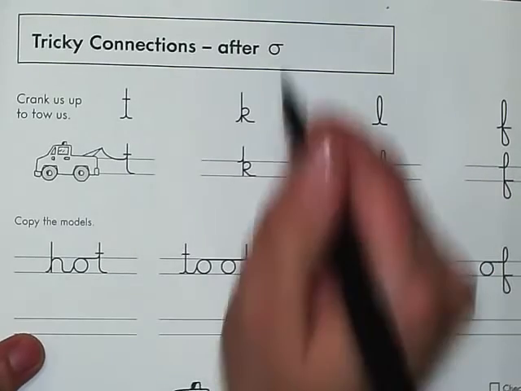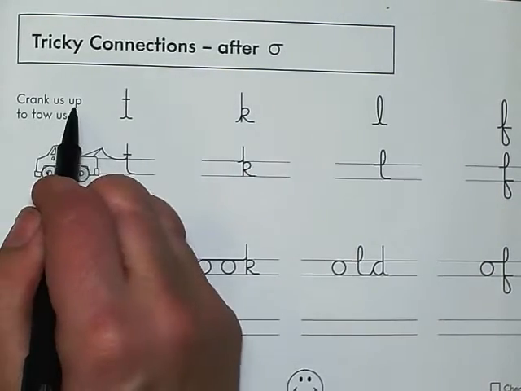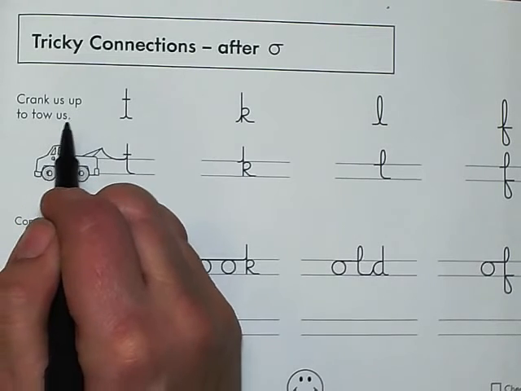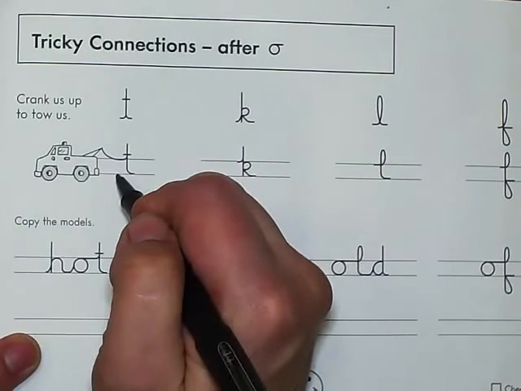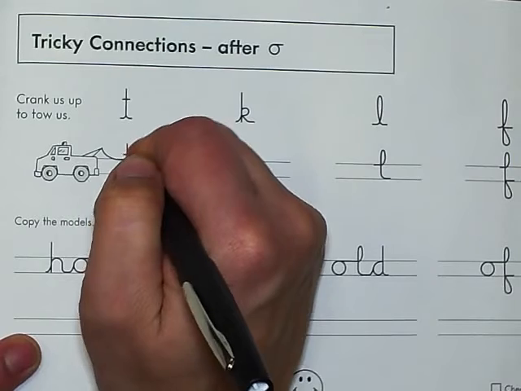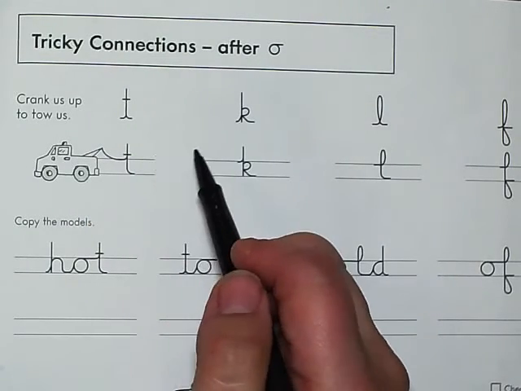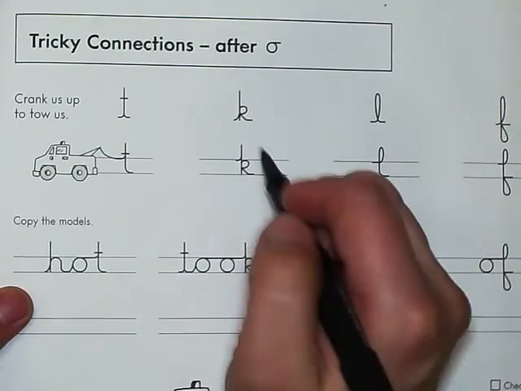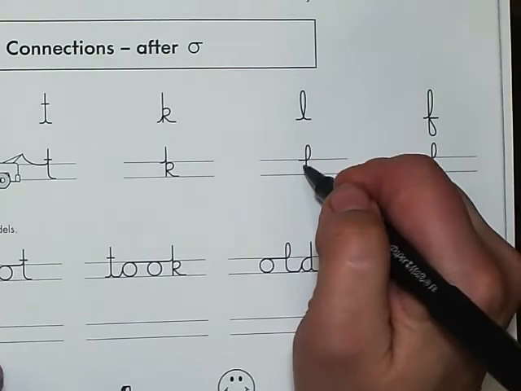Sometimes connecting to the letter O can be a little tricky because we're ending at the top. So what we need to do is crank up the next letter so we can toe it. So the T isn't going to start at the bottom like usual, but we're going to start it right here at the top and just continue up from that spot. The same thing with the K. We're going to start it right up here.